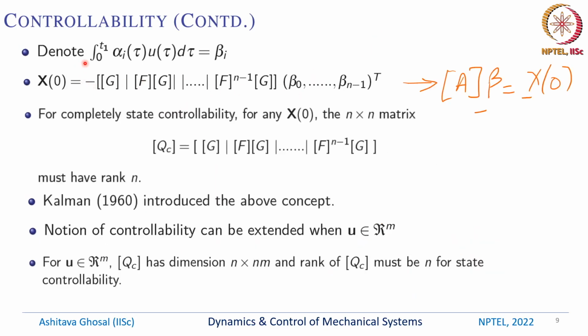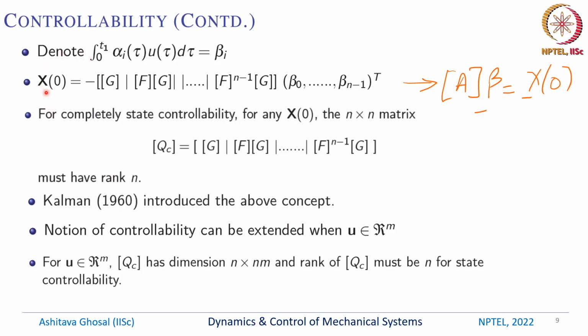So in the previous slide we had one integral from 0 to t1 of alpha I tau u tau d tau. So let us denote that integral by beta I. Okay, so for each alpha I we have one beta I. So now we can write this x of 0. Remember we start from some initial x of 0 and we want to go to the origin.